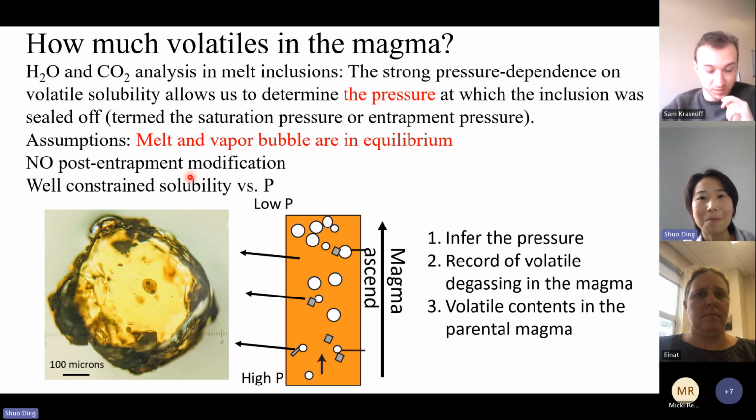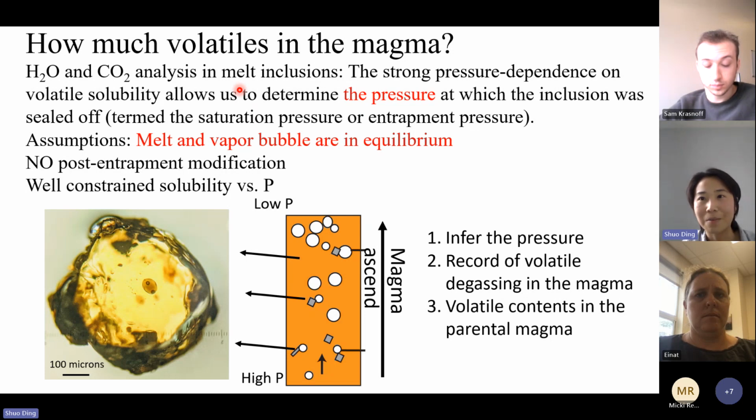So before we talk about modeling, there are actually two other approaches people usually use to understand volatile behavior. In fact, when we study volatile behavior, the current trend is that people combine all these different approaches. The first is looking at melt inclusions. So how do we really know how much volatiles are in the magma?